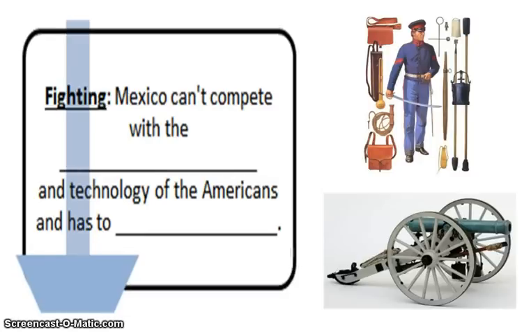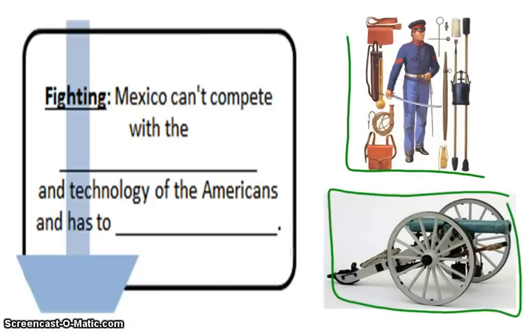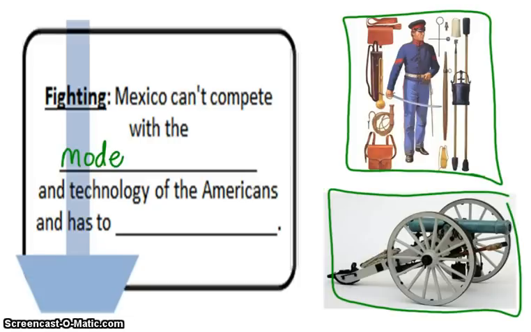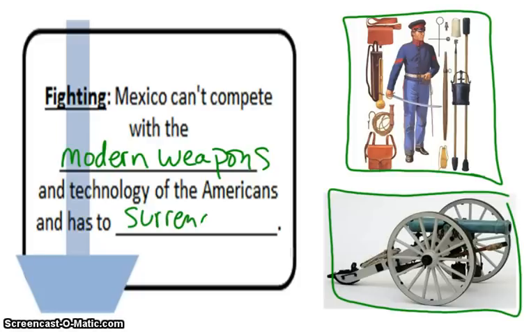Mexico realizes that the United States, because of industrialization, they have so many weapons, they have so many supplies, they just can't compete with all of the modern weapons and technology of the Americans. So Mexico realizes that they basically have to surrender and end up losing the war, which is bad for Mexico, but of course good for the United States.